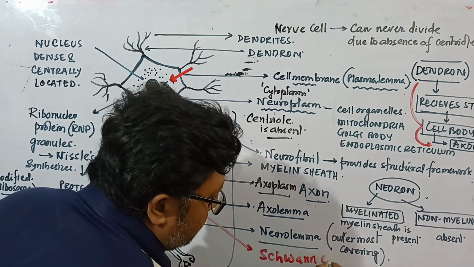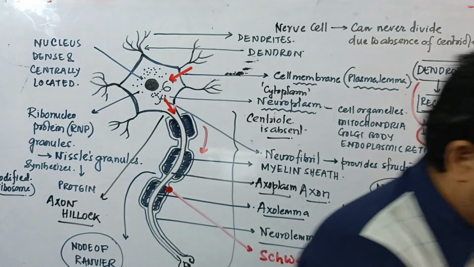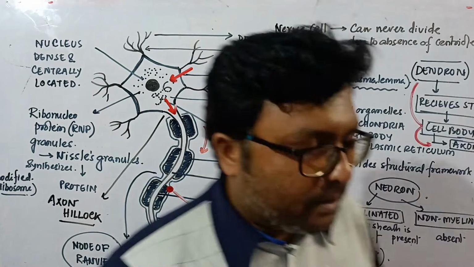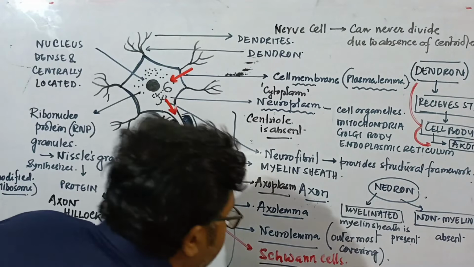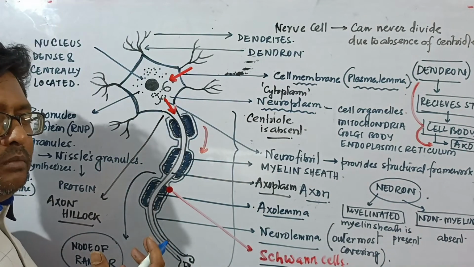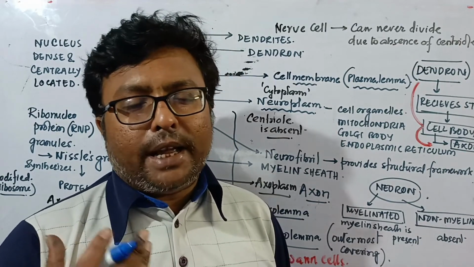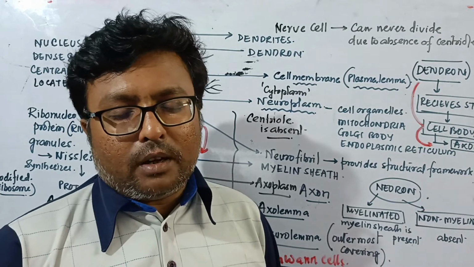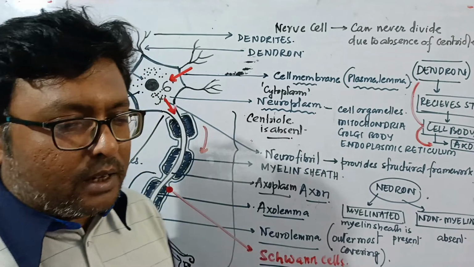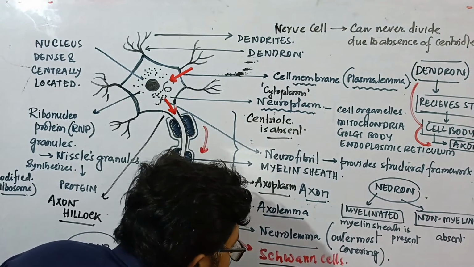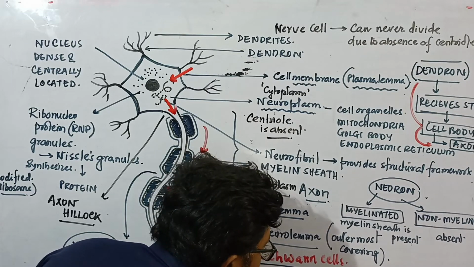Basically, the function of Schwann cells is not discussed as such in any book. So for now I can tell you only this, I am just giving you some information. I'm not going to explain it to you because it's not explained in NCERT. Anyway, you can collect that information. It is a kind of neuroglia.